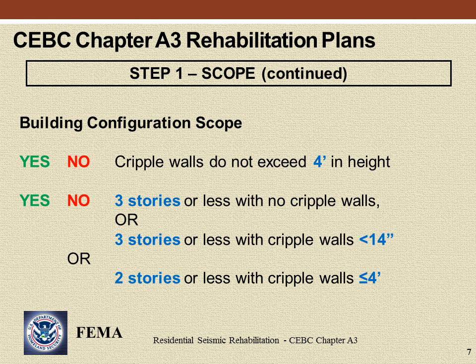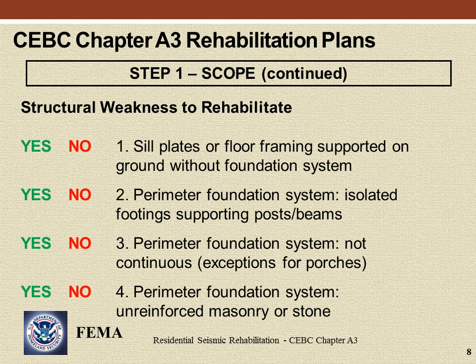If answers to these questions are yes, then proceed. If any of the above answers are no, then the dwelling is outside the intended scope of CEBC Appendix Chapter A3 provisions. This list identifies weaknesses that require rehabilitation. In this list, a yes identifies a weakness that must be further evaluated and/or rehabilitated. This list is based on CEBC Section A303.